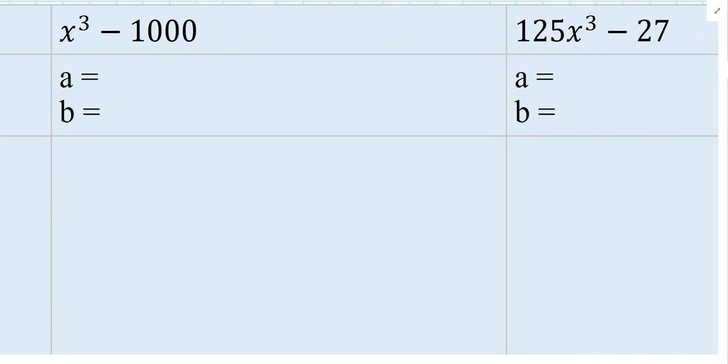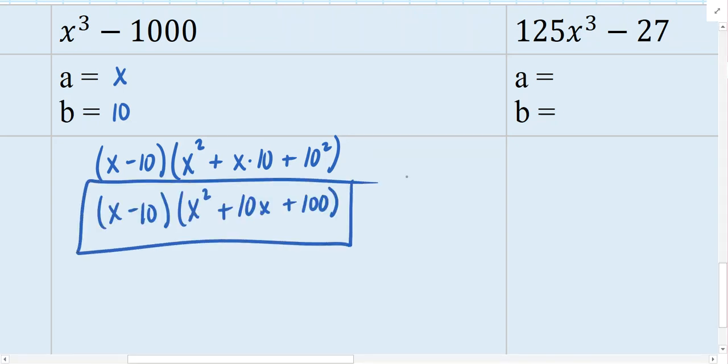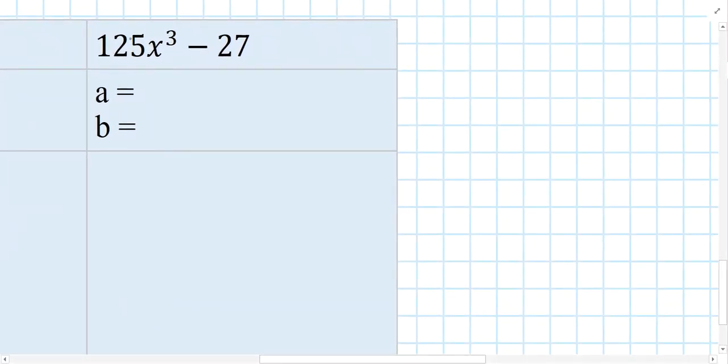Try the next example on your own. Please pause the video now and resume playback in a moment to check your work. In the final example, we have a difference of cubes. The cube root of 125x cubed is 5x, and the cube root of 27 is 3.